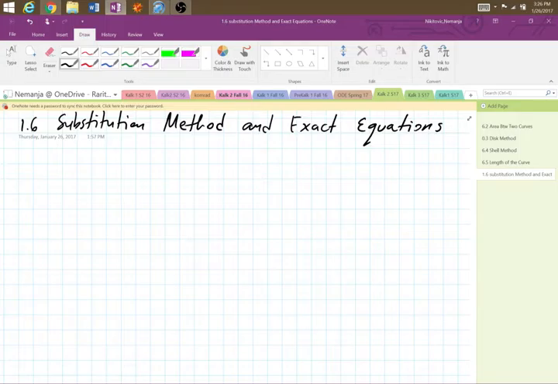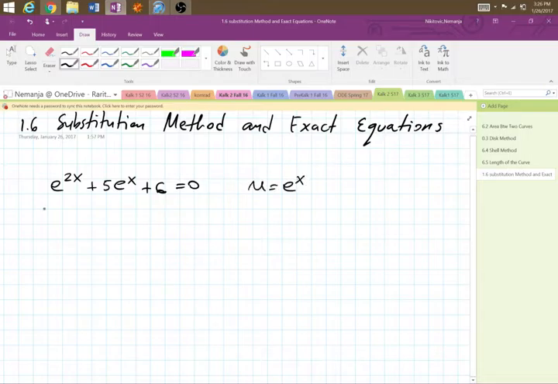Method and exact equations. You're familiar with substitution while solving basic equations, where possibly you had e to the 2x plus, I don't know, 5 e to the x plus 6, and then you had it equal to 0, and then you use the u substitution as u equals e to the x, which transformed this equation into u squared plus 5u plus 6 equals 0, and then you can factor it and then bring back substitution and so on. So that was the first level of you guys using substitution.